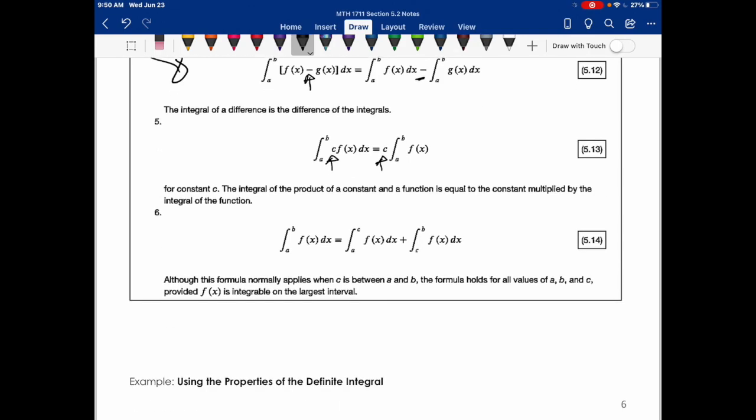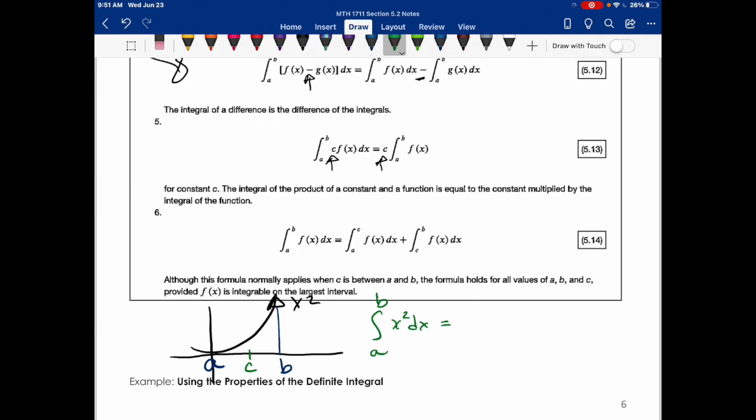And lastly, we have this property where it says if you have a value of c between a and b for your limits, then you can break it up into two integrals, and this is what the picture would look like. If I have, let's just use x squared again as our example. If I have a to b, if I have that interval, and then I have a c in between, I could write the integral from a to b to find the entire area at once of x squared, or I can break it up into two intervals.